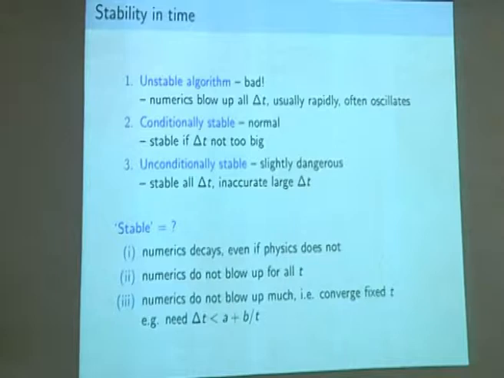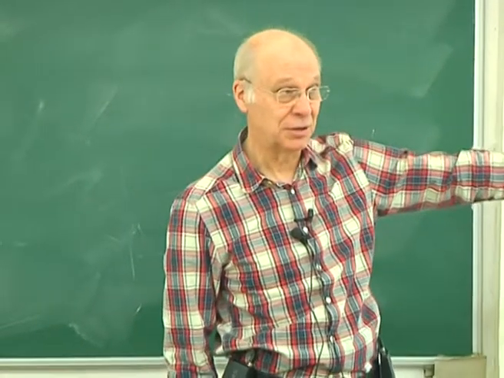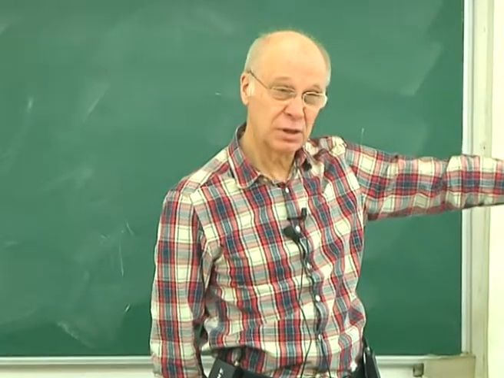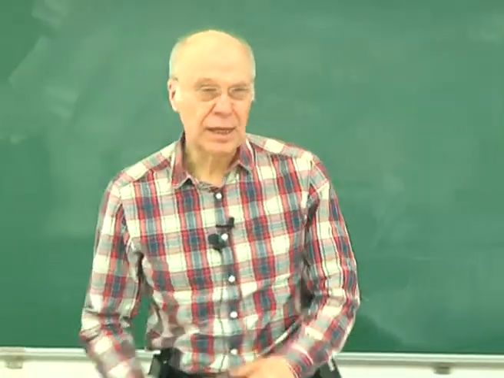And then there are even more stable schemes. So we went unstable, conditionally stable. There are unconditionally stable schemes, which means whatever the value of delta t is, it's stable. And they tend to be rather dangerous, so you shouldn't do them. They're dangerous because they're going to be inaccurate if you take a large delta t, and you wouldn't know that.